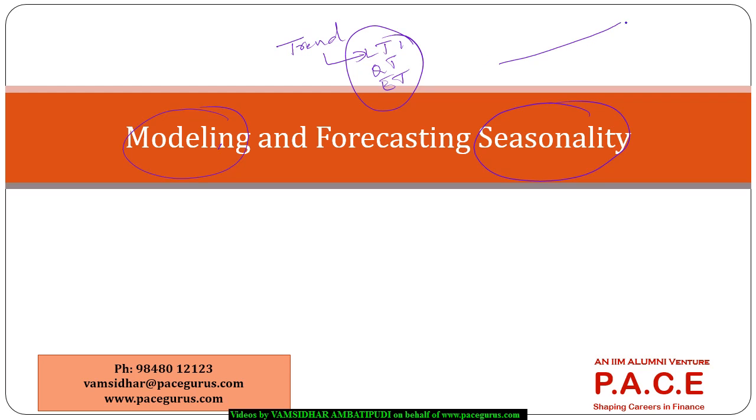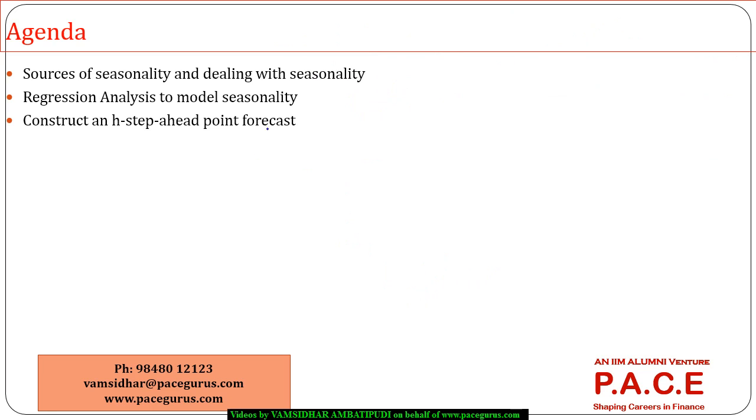Because trend is more about a constant increase or a constant decrease, or increasing at an increasing rate or decreasing at a decreasing rate. Some such smooth movement is what is associated with the trend. But in many cases, you see that the patterns could have some level of seasonality. So if my data has some amount of seasonality, how do I capture that as a part of my model? And how do I use that model for forecasting the seasonality for the future?